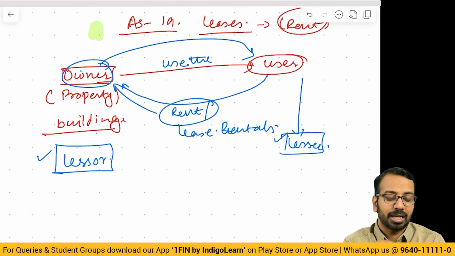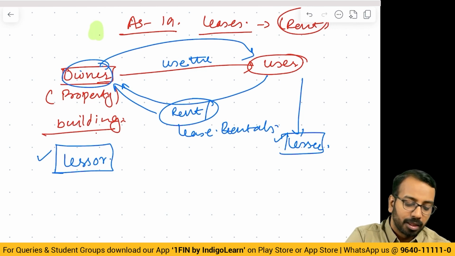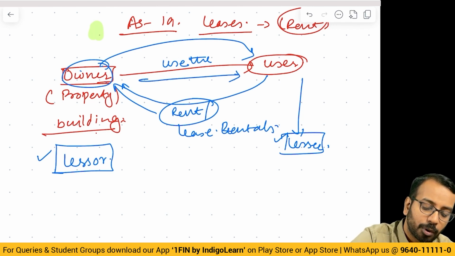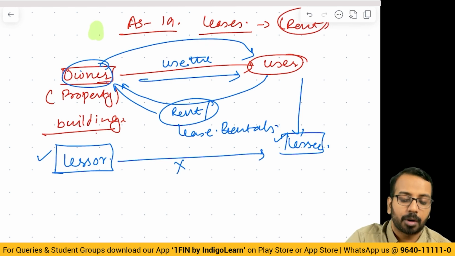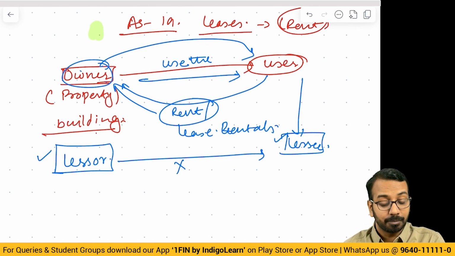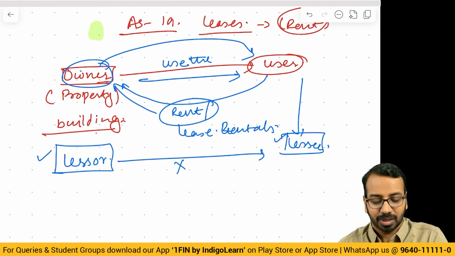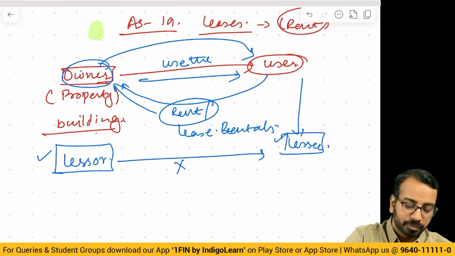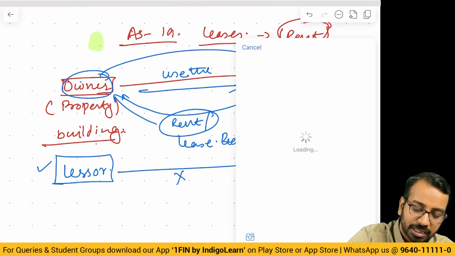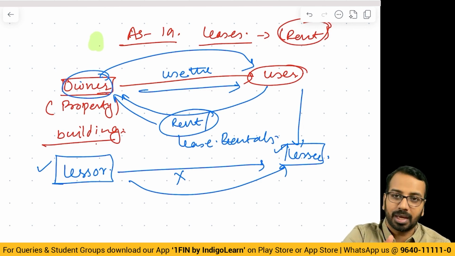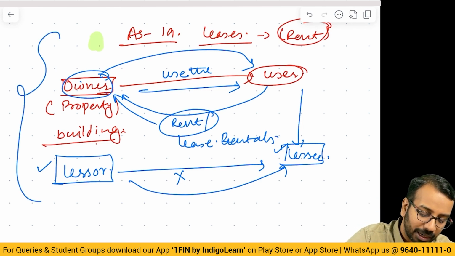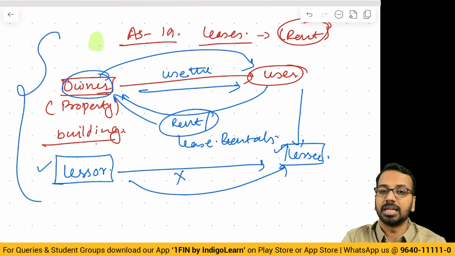Now, one key thing that you need to understand here is, the owner has not yet sold the property to the user, or the lessor has not yet sold the property to the lessee. But in some instances, like in case of a finance lease, we will assume as if the lessor has sold the property to the lessee and accordingly do the accounting. This is a broad background of how we will do the lease accounting.